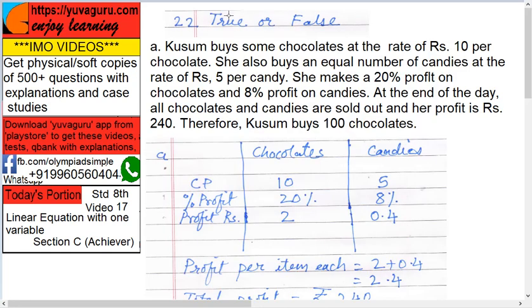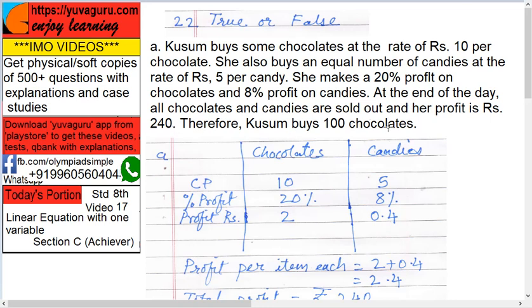Next, state true or false. Again there are 4 to 5 questions. So first is: Kusum buys some chocolates at a rate of rupees 10 per chocolate. She also buys an equal number of candies at a rate of rupees 5 per candy. She makes a profit of 20% on chocolates and 8% profit on candies. At the end of the day, all chocolates and candies are sold out and her profit is rupees 240.